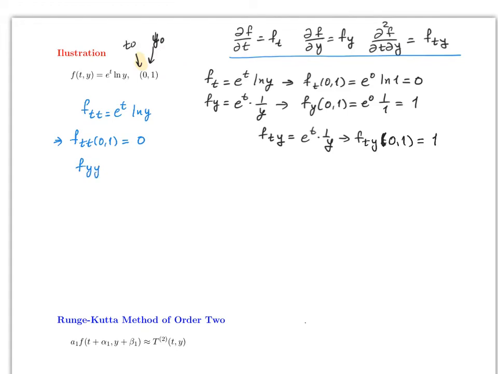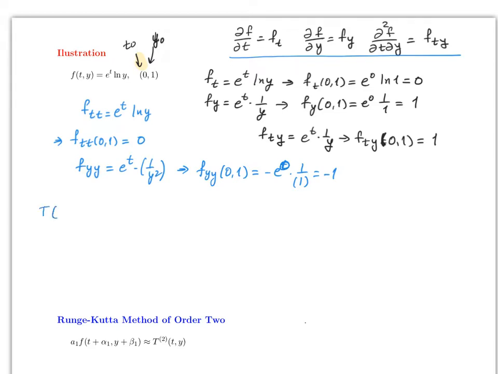If we do f_yy, this will be e to the t, and then it will be minus 1 over y squared, which means f_yy evaluated at the point (0, 1) equals minus e to the t times 1 over 1, so this is just negative 1. This should be e to the 0, so that's negative 1.